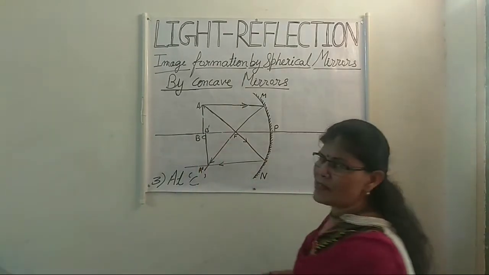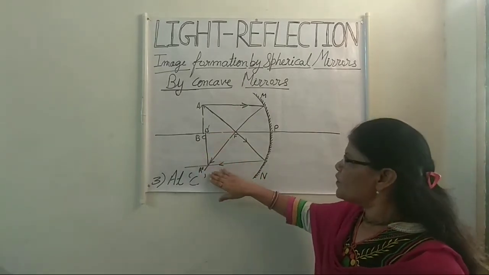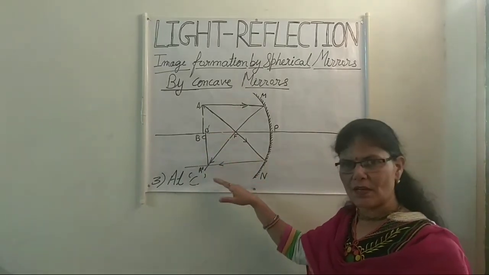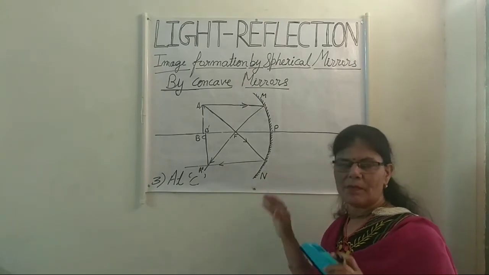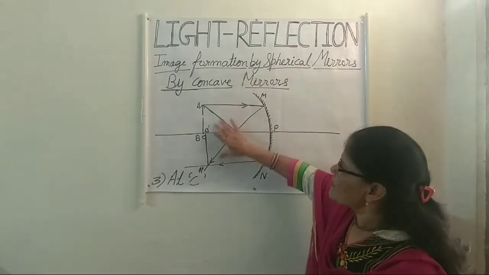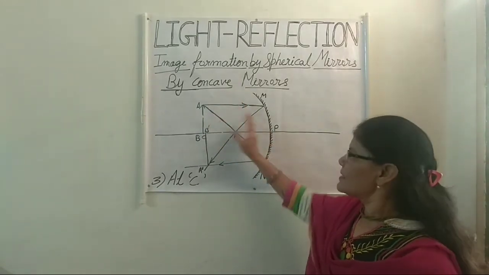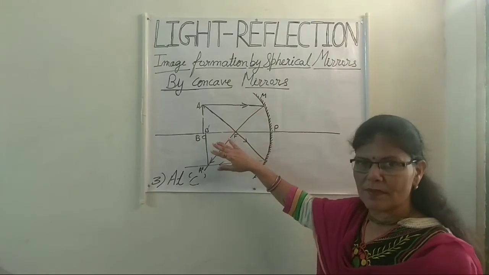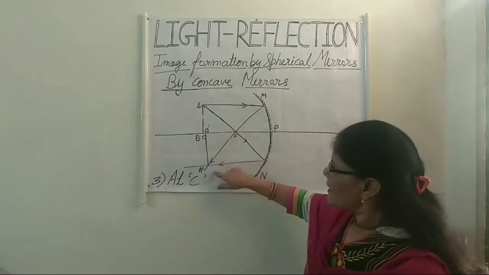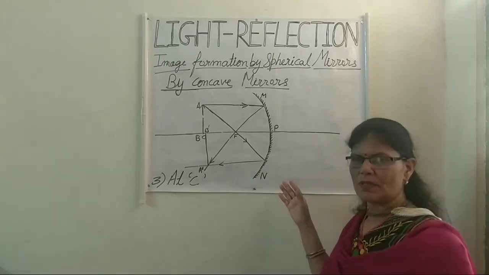So when our object is at the center of curvature, image formation will also be at the center of curvature only, and the image will be real, inverted, and of the same size as the object. It is real because it is on the same side of the mirror, and it is inverted, A dash, B dash, and its size is also the same. So this is all about the third case.